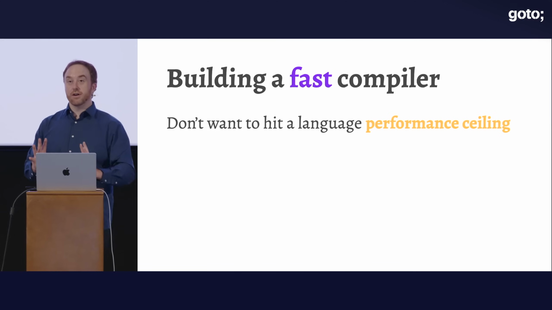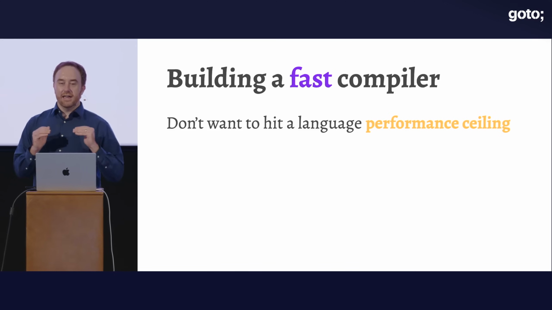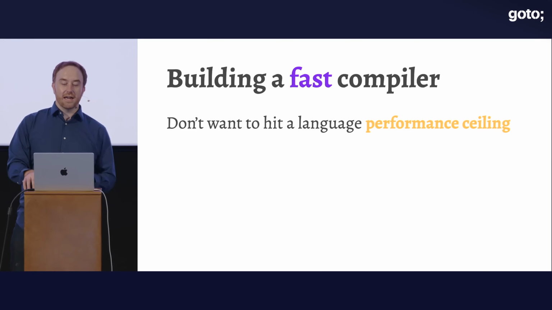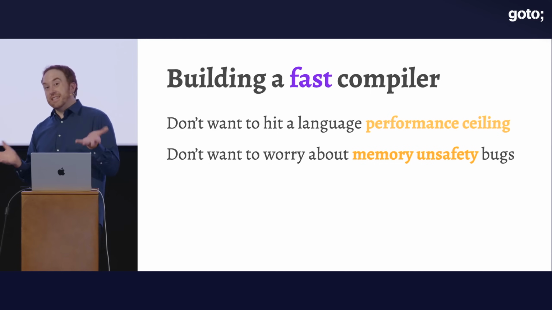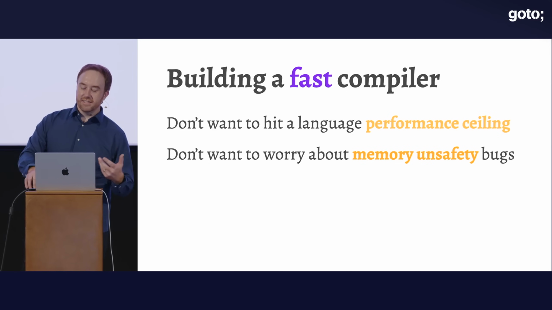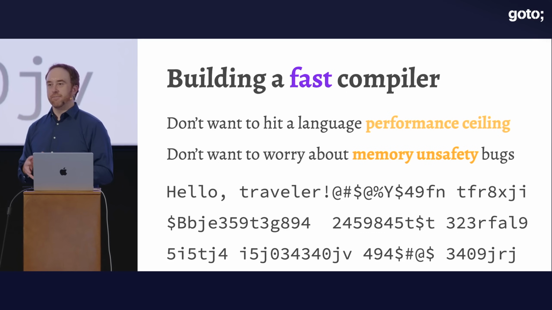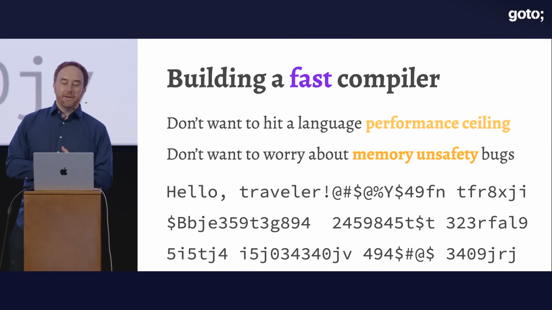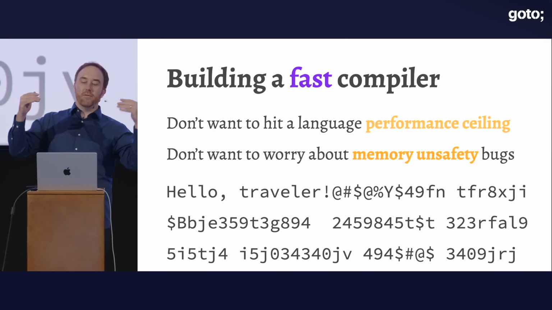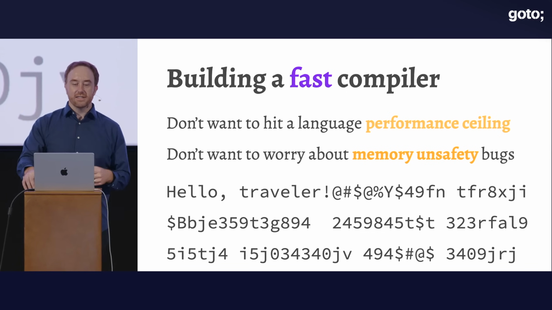I wanted to say, look, I'm going to start from the get-go making this compiler in a language that has the maximum performance ceiling I can get. But at the same time, I also didn't want to worry about these memory unsafety bugs, this storekeeper, "Hello, traveler," memory garbage stuff. I didn't want to have that experience because I still remembered it from middle school. So knowing that I wanted maximum performance and also didn't want to hit memory unsafety bugs, Rust was sort of this obvious choice.